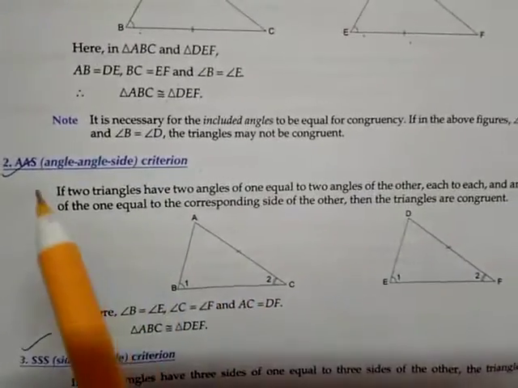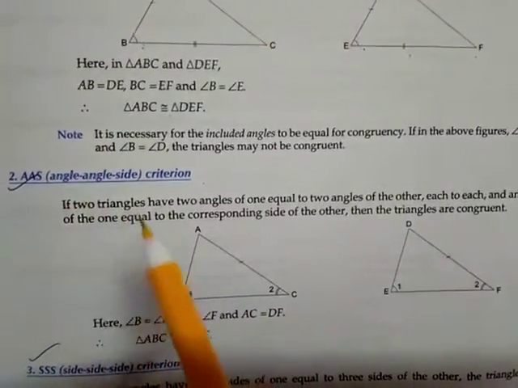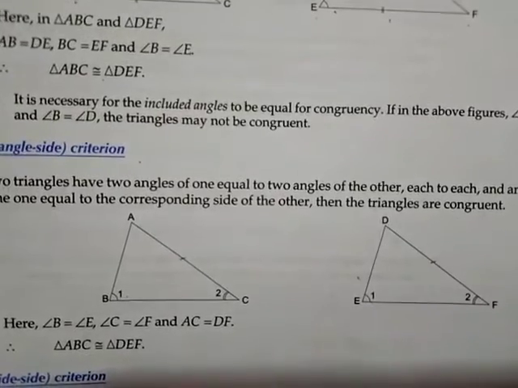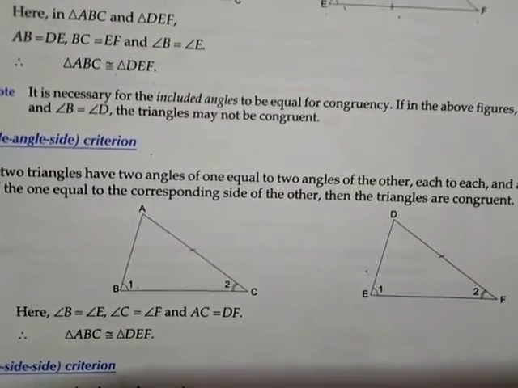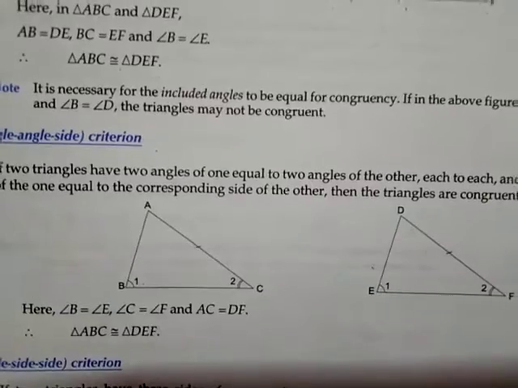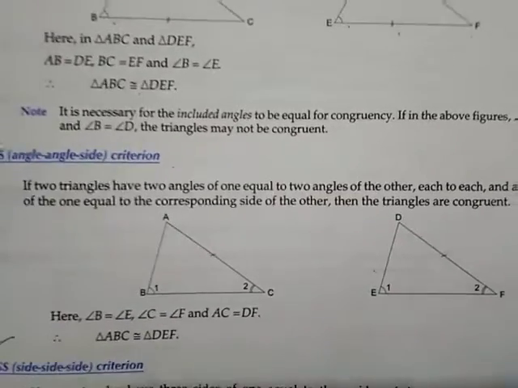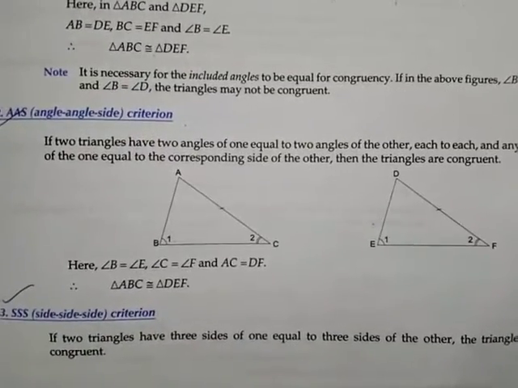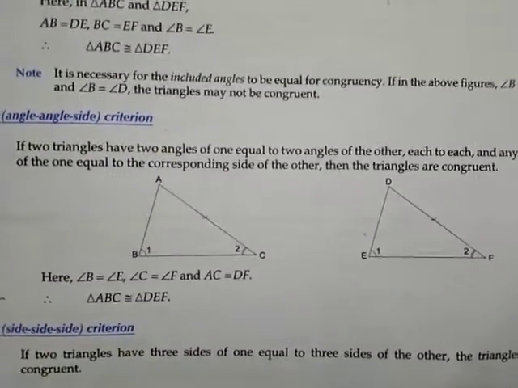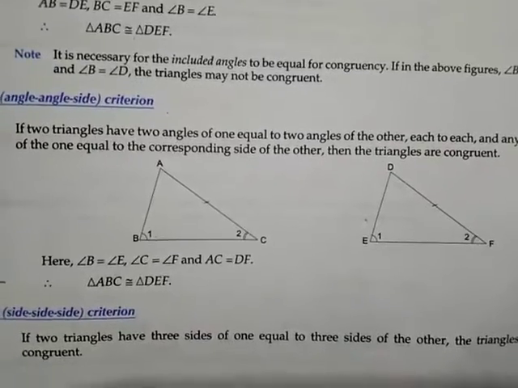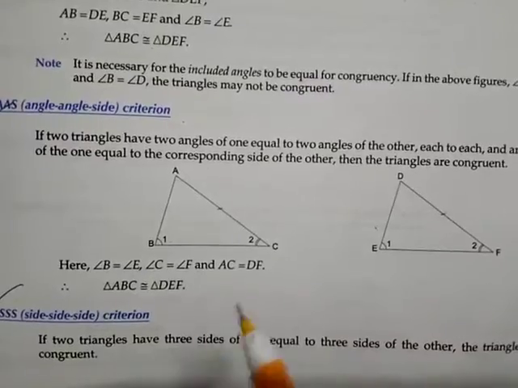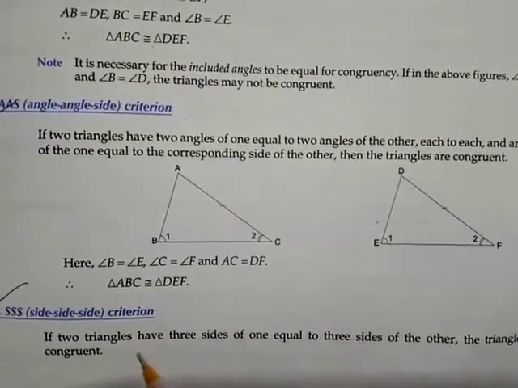Second one is AAS, angle, angle, side. First two angles, then a side. Now in both triangles, angle B is equal to angle E, angle C is equal to angle F, and AC is equal to DF. So, by angle, angle, side, we can say that both triangles are congruent to each other. Third one is side, side, side, meaning all three sides. When all three corresponding sides of one triangle are equal to those of the other, the triangles are congruent to each other by the SSS test.